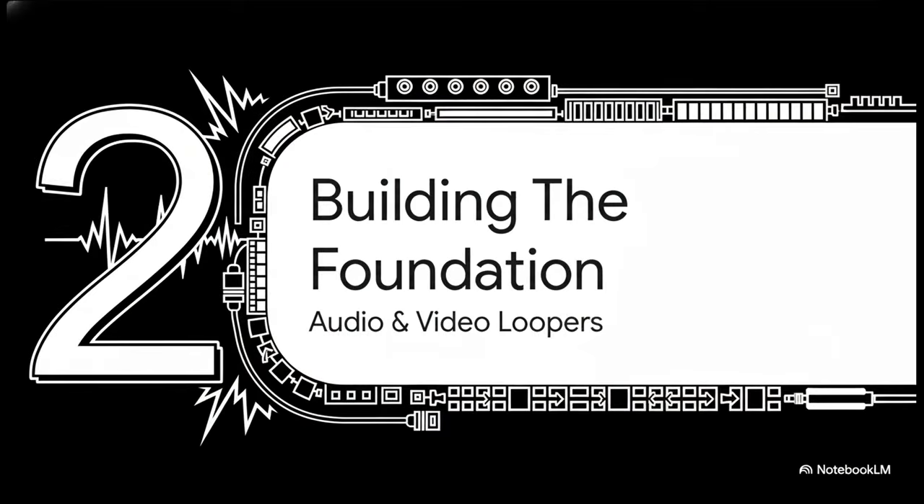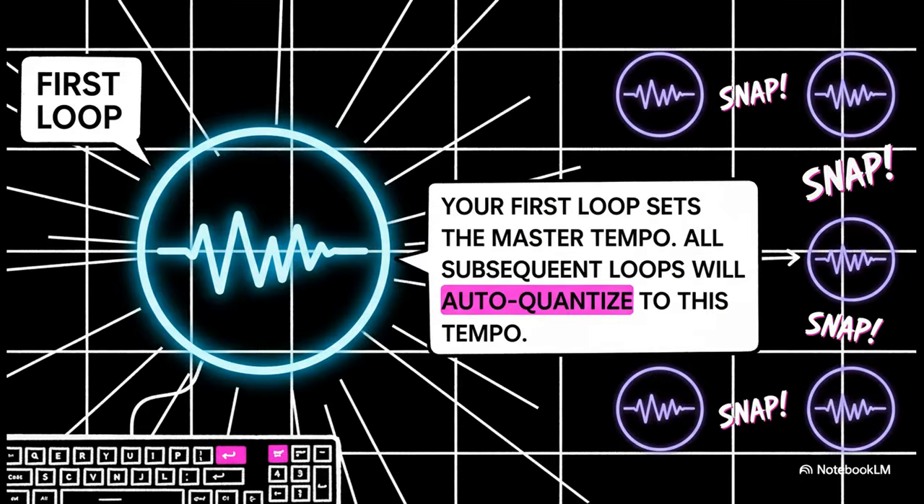So, once you have your chops all set up, it's time to actually build the foundation of your track by recording them into loops. Now listen up, because this is the golden rule. You've got 4 audio loopers, and they're mapped to the keys R, S, D, and F. The very first loop you record on any of these keys automatically sets the master tempo for the whole project. After that, the Smart Sync feature kicks in and quantizes every other loop you record. That just means it snaps them perfectly to the beat, no more guessing your timing.